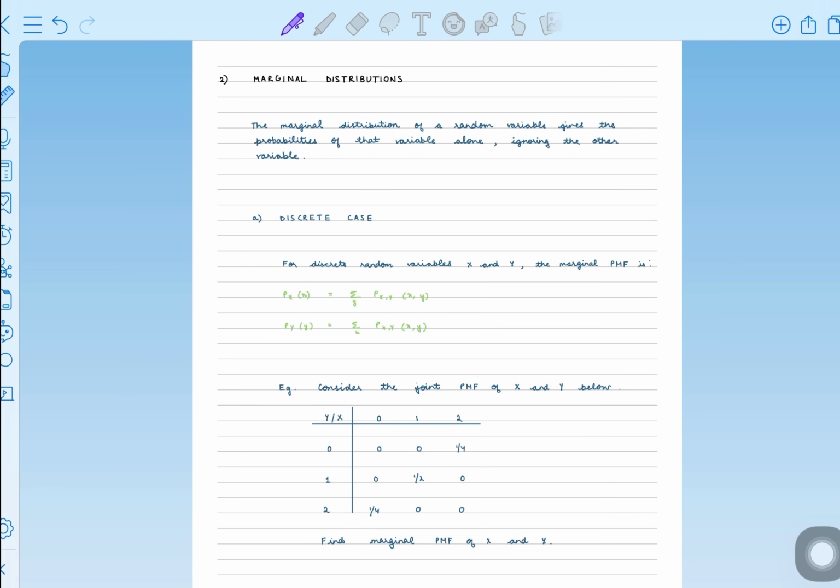Now, we move on to the second topic, marginal distributions. The marginal distribution of a random variable gives the probabilities of that variable alone, ignoring the other variable.